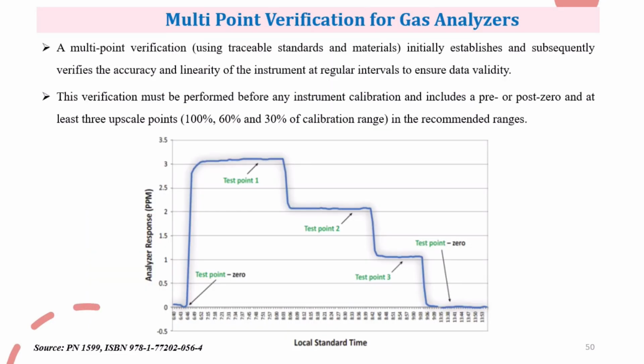Using traceable standards for multi-point verification is crucial. It helps to check the accuracy of our instruments regularly and ensures our data is valid. This process involves pre-zero or post-zero checks and includes at least 3 test points at different levels of the calibration stage. In this graph, the x-axis shows local standard time while the y-axis displays the analyzer's response.